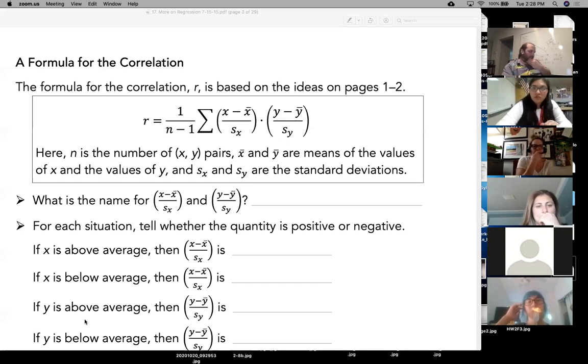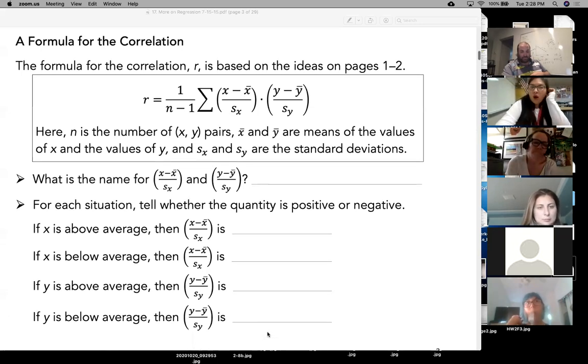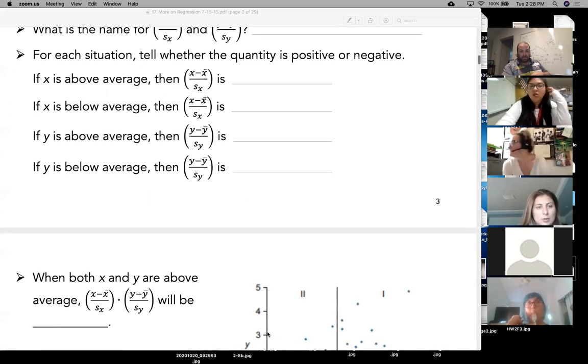And if y is above average, then this quantity here is going to be what? Positive. And if y is below average, then this quantity here is going to be what? Negative. If y is below average, then y minus y bar is a negative number. And we expect a negative here, correct? Correct.